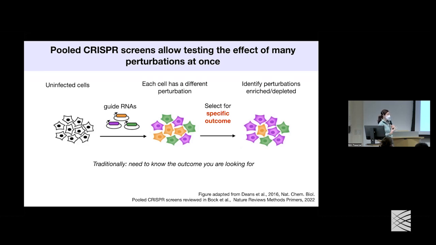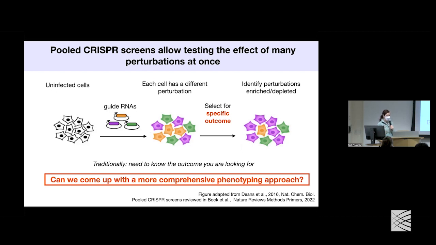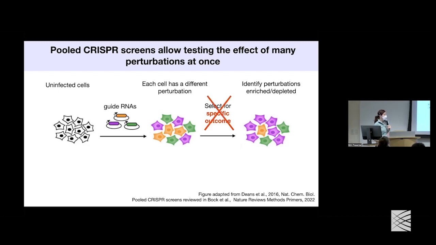And so this is great when you know what you're looking for. But there are many cell states that happen in response to perturbations that you might not know a priori could happen. So what's really exciting these days is thinking about ways to come up with more comprehensive phenotyping approaches where you don't have to know what you're looking for beforehand. The way we could think about this is basically to stop selecting for a specific outcome and looking at enrichment and depletion, and instead use single-cell RNA sequencing to actually profile the molecular cell state of the cells for each perturbation.